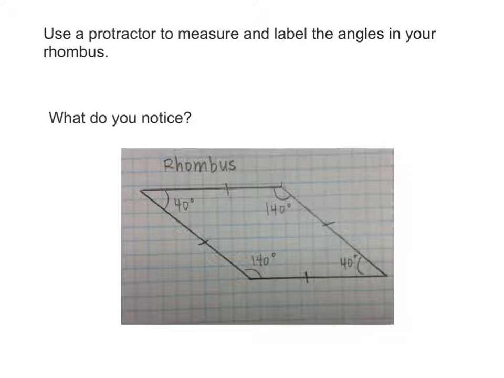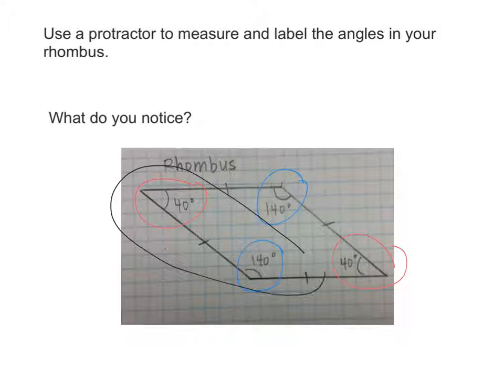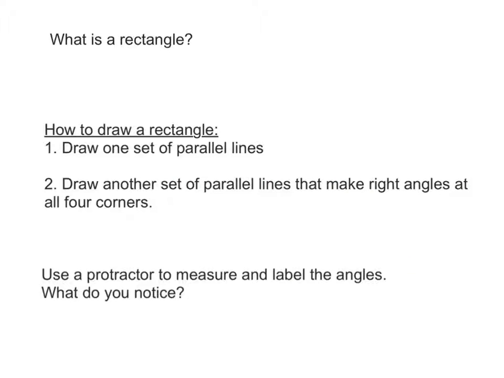Remember, a rhombus is a special type of what? Parallelogram, isn't it? Doesn't it have 2 sets of parallel lines? All 4 sides are congruent. Now, what do you notice about the angles? These 2 opposite angles are the same. Doesn't that make sense? Because it's a parallelogram. So we can see that opposite angles are the same. And the ones right next to each other equal what? 180 degrees. Very good.